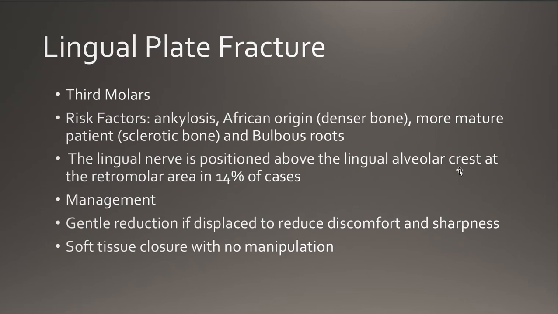Now, lingual plate fracture. It's very common to happen. Now, ankylosis, African origin, more mature patients, bulbous roots, all of those are risk factors. And usually it's with third molars. Now, the main risk here is the lingual nerve. It's positioned above the lingual alveolar crest at the retromolar area in 14% of the cases. So the rest, it's either at the plate or below the plate. So once there's a fracture, there is a high risk of injury for the nerve.